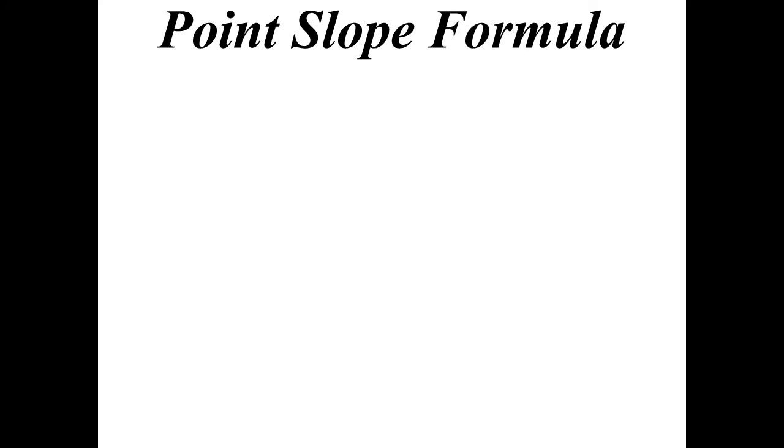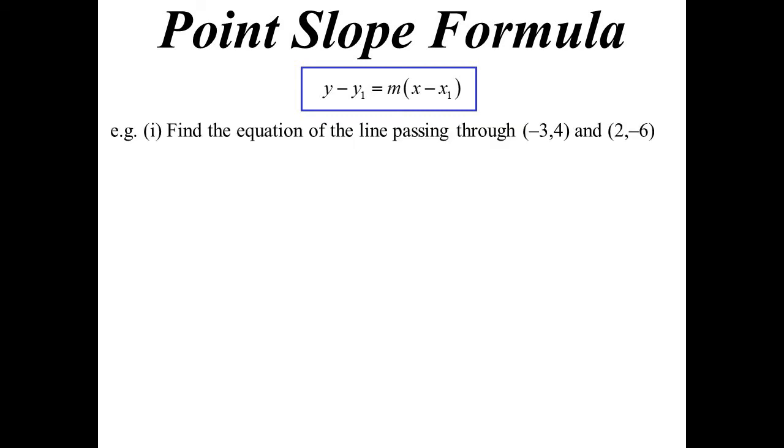The beautiful formula that is the point slope formula: y minus y1 is m outside of x minus x1. Basically, it's the slope formula that's been rearranged. If I want to find the equation of any line, then I know I need two pieces of information. I need a point and I need a slope.